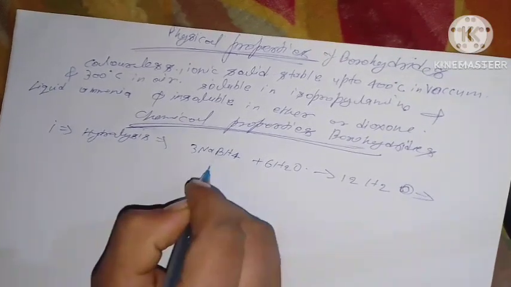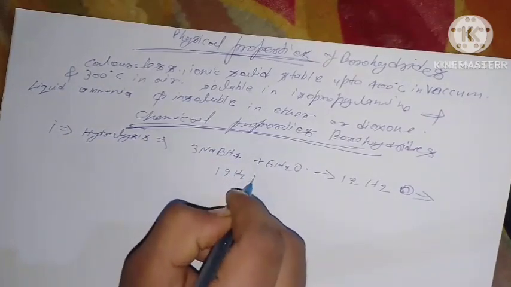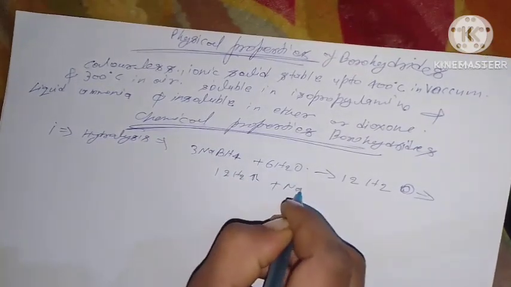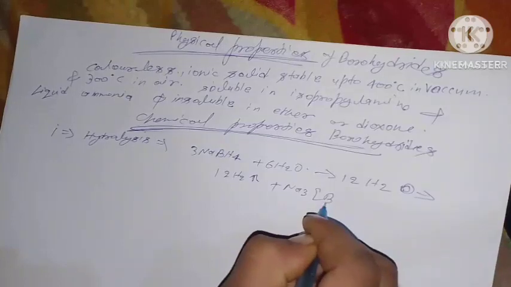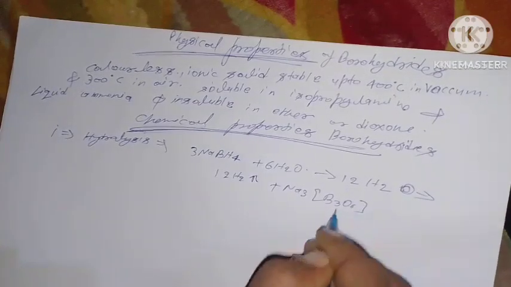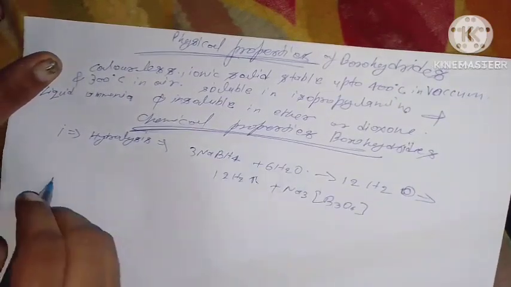12H2O, that makes 12H2 hydrogen gas plus Na3B3O6. Action of hydrochloric acid.